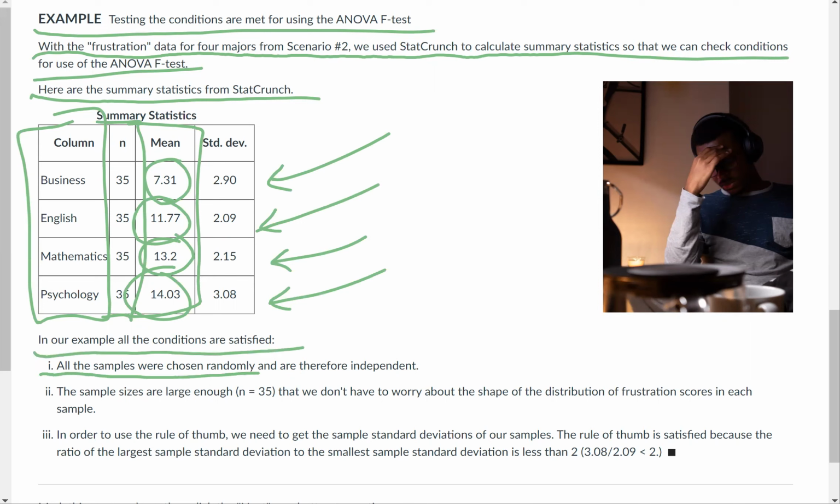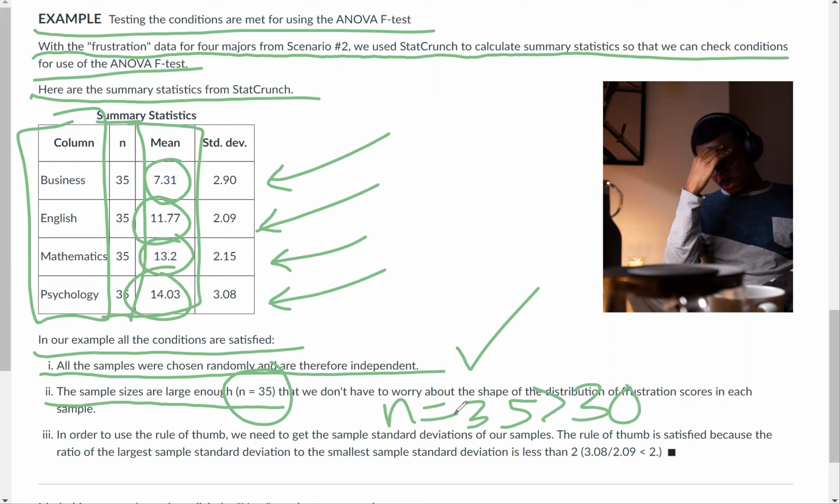First, all the samples were chosen randomly. Okay, we say check to that. Secondly, the sample sizes are large enough, n equals 35. And remember, our cutoff point is 30. That's larger than 30, so we're safe. We don't have to worry about the shape of the distribution. We don't have to check if it's normal. It's fine. The sample size is large enough.